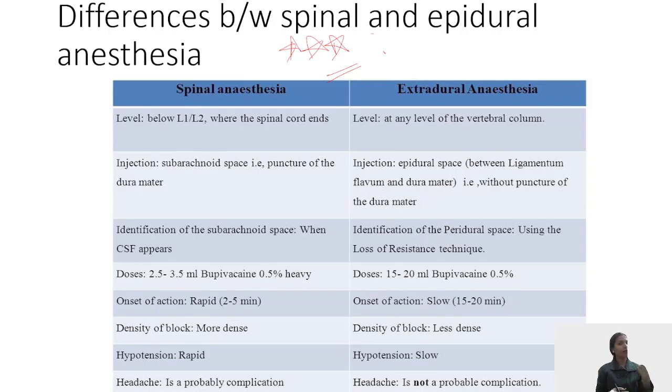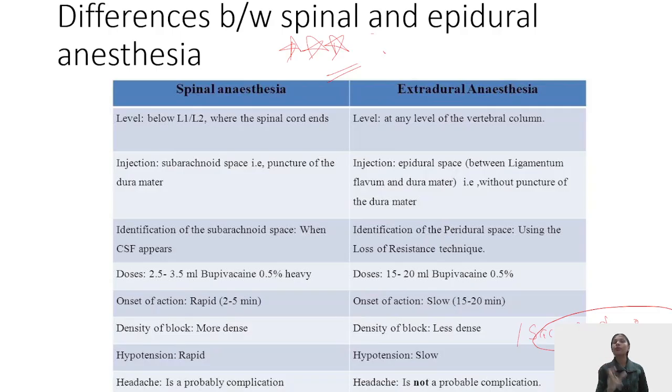The onset of spinal is very fast because it acts directly on the nerve roots, whereas in epidural it is slow because it takes time for the drug to percolate into the spinal nerve roots. The block density is very high in spinal anesthesia, whereas in epidural anesthesia it is less dense. And generally in epidural anesthesia we can have sacral sparing. The hypotension and hemodynamic changes are very rapid in spinal anesthesia, whereas in epidural anesthesia they are quite slow.